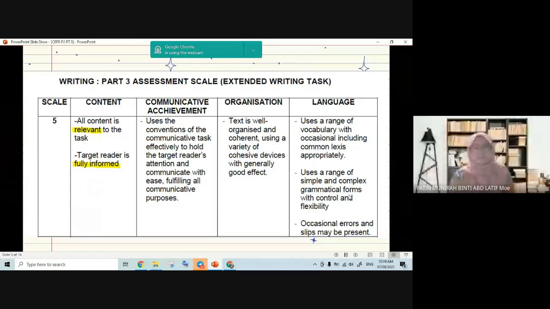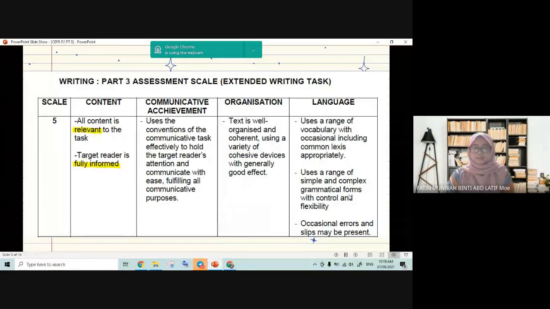...guna semua jenis ayat. Okay, I believe that in your YPJ classes, your teachers already explain what is simple sentence, compound sentence and complex sentence. Kalau tak pasti, boleh tanya kami nanti selepas kelas. Apa beza simple sentence, apa beza compound sentence and apa beza complex sentence. Awak kena ada semua ni dalam karangan. Bukan maksudnya satu karangan yang baik, bukan maksud awak ada complex sentence sahaja.